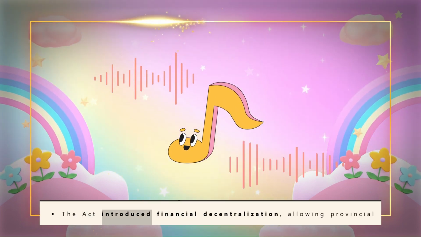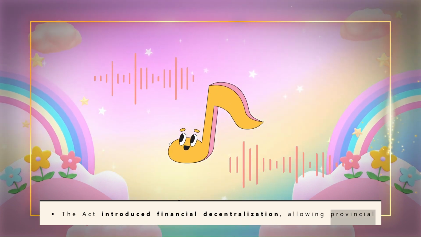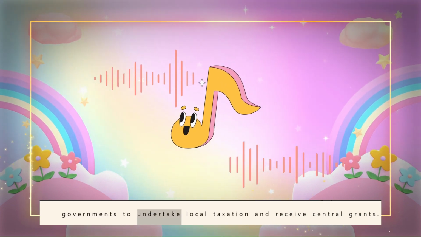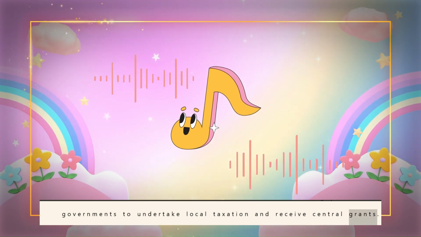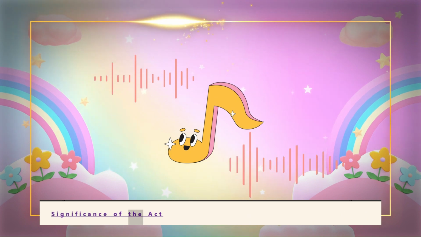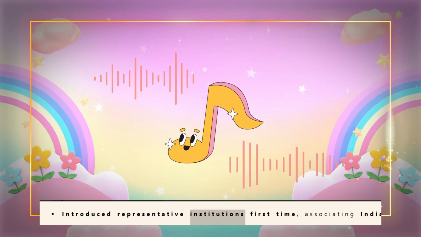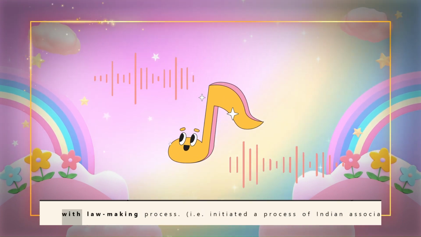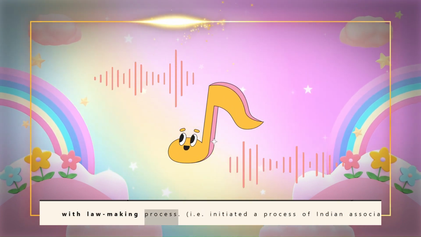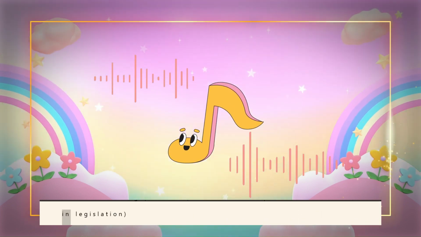The Act introduced financial decentralization, allowing provincial governments to undertake local taxation and receive central grants. Significance of the Act. It introduced representative institutions for the first time, associating Indians with the lawmaking process, i.e. it initiated a process of Indian association in legislation.